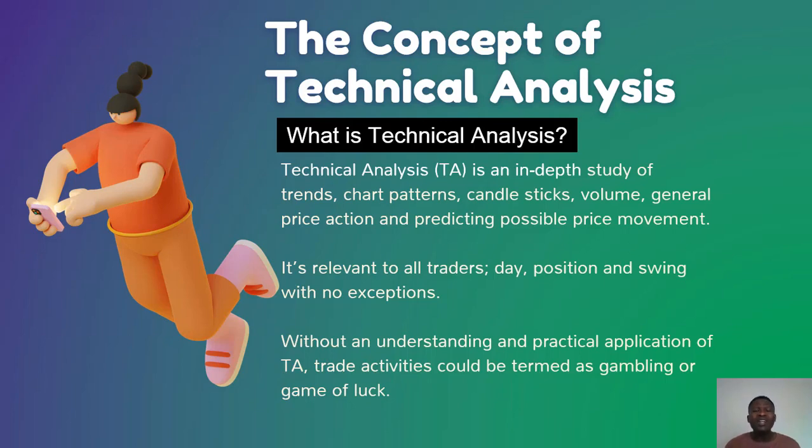Now, it is relevant to all traders, be it day, position, and swing traders, with no exception. Now, if you're a day trader, I previously explained who a day trader is, and position and swing trader. Now, day traders are people that open a position and close it within 24 hours. Position traders are people that hold positions for a long period of time, while swing traders are those people that trade the trend and all that.